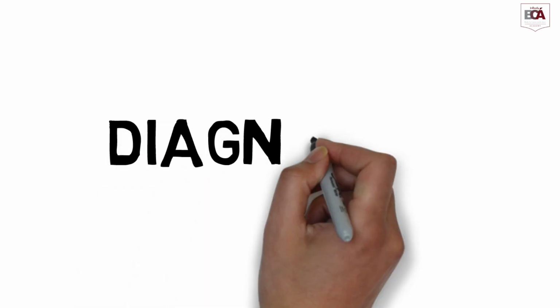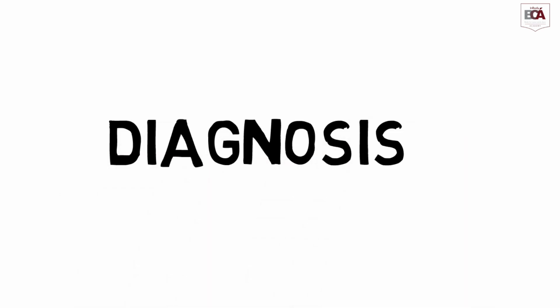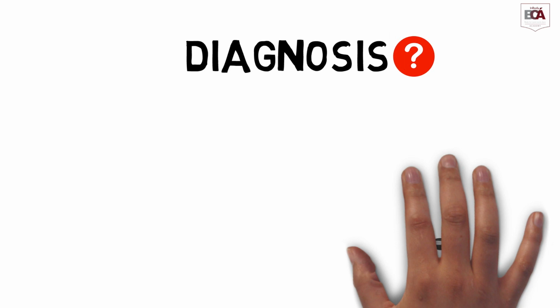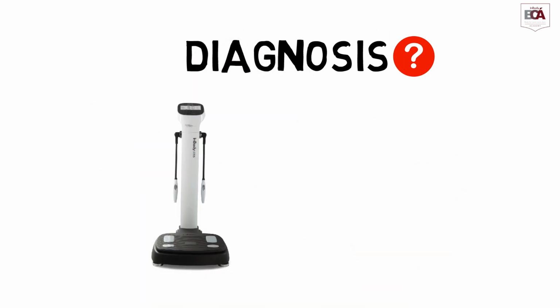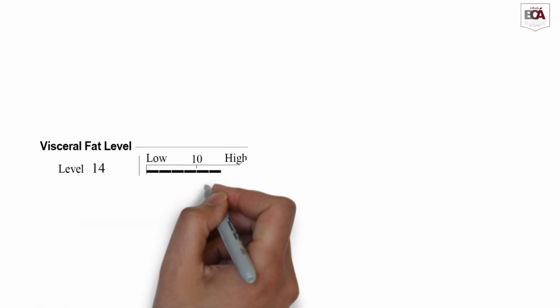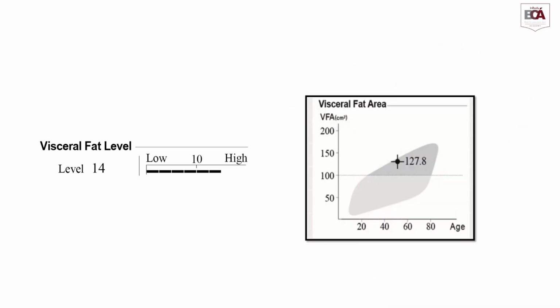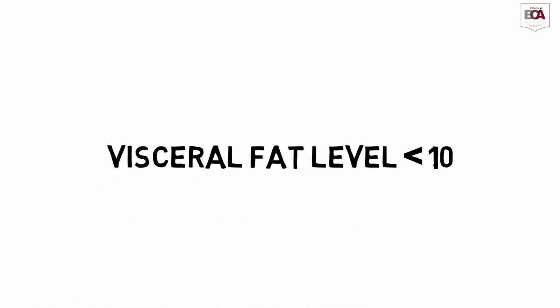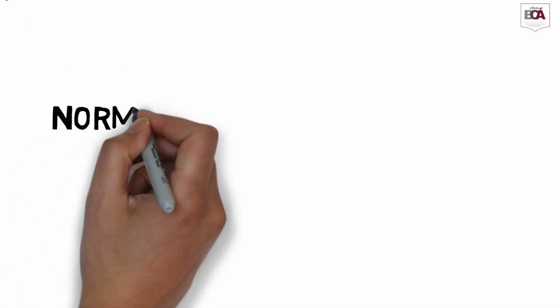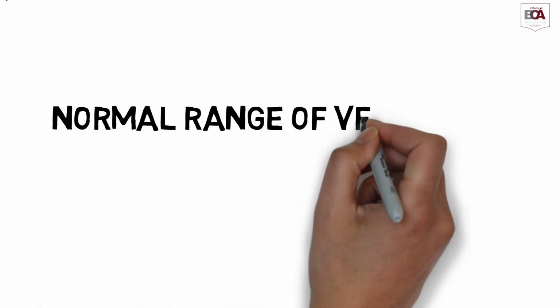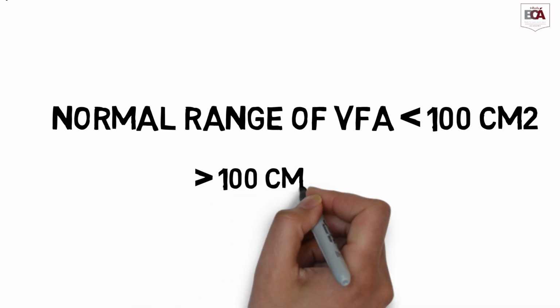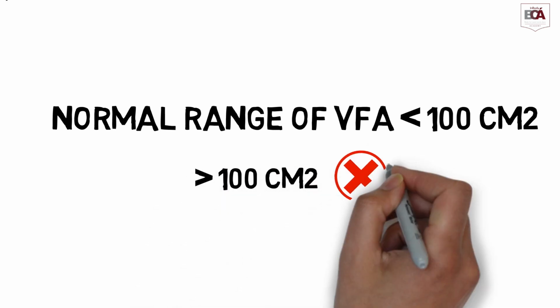How to diagnose the problem? The best way to find out if you have too much visceral fat is to measure it through bioelectrical impedance analysis. You can measure visceral fat in two ways. The first is visceral fat level and the other is visceral fat area. Visceral fat level should ideally be below 10. The normal range of visceral fat area should be below 100 cm². If it is above this value, then it is to be considered that there is a lot of visceral fat.